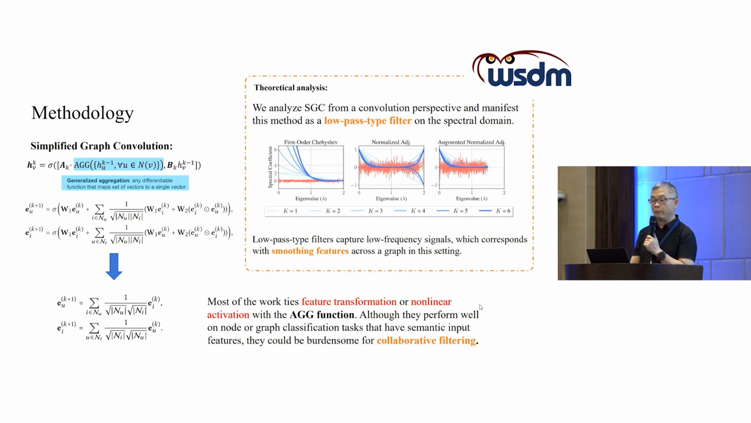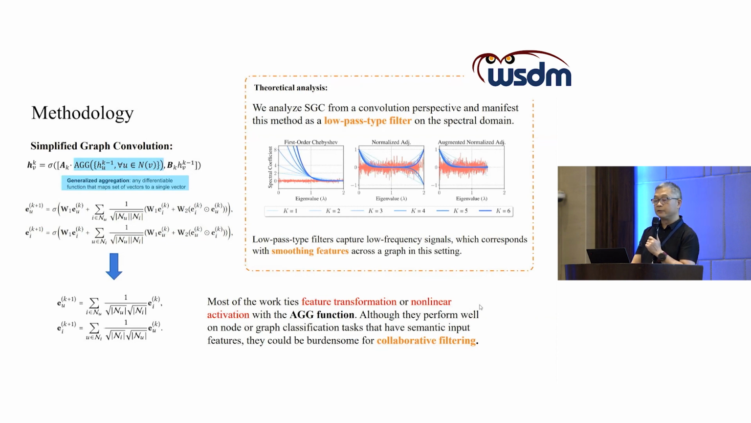The hypothesis of our approach is that, as I said, this mechanism works very well for node and graph classification, but for the CF approach, we argue that with such a simplified structure, it can effectively improve the computational cost. To provide a theoretical proof, we also conduct the SGC analysis from a convolution perspective, and manifest this method as a low-pass type filter for the spectrum domain.